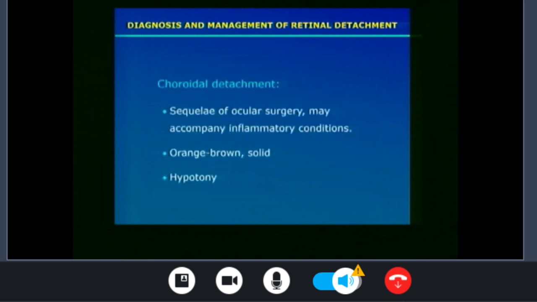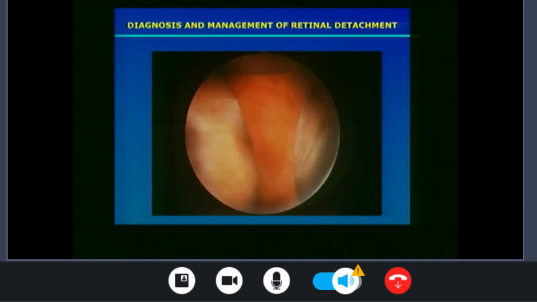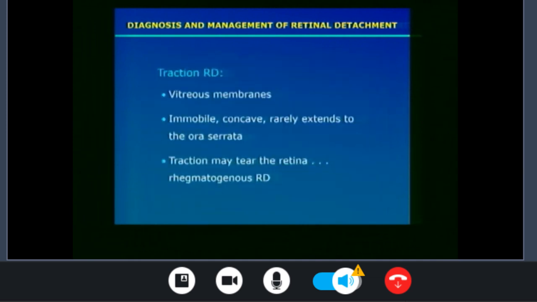Differential diagnosis of retinal detachment: choroidal detachment. We had a patient in the ward who had the choroidal detachment after vitrectomy for diabetic vitreous hemorrhage. The choroidal detachment is different from retinal detachment. It is a smooth elevation, not corrugated, and does not move. And this is an example of a choroidal detachment.